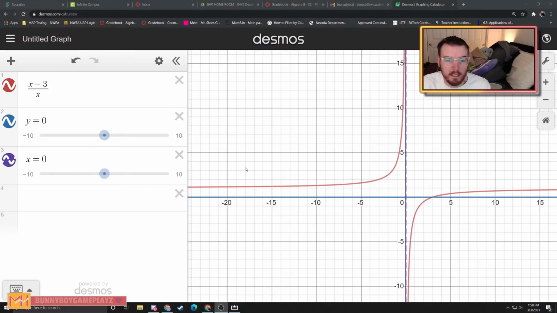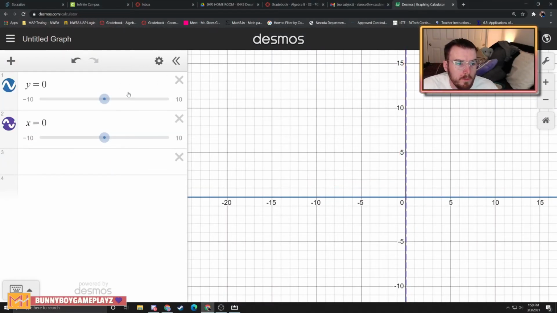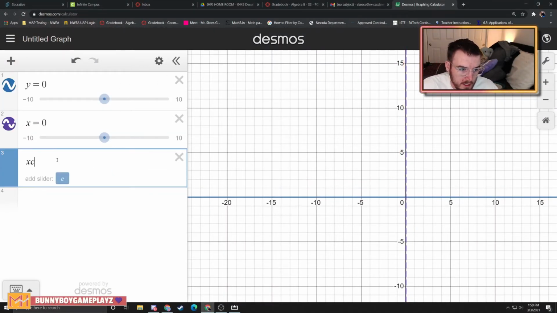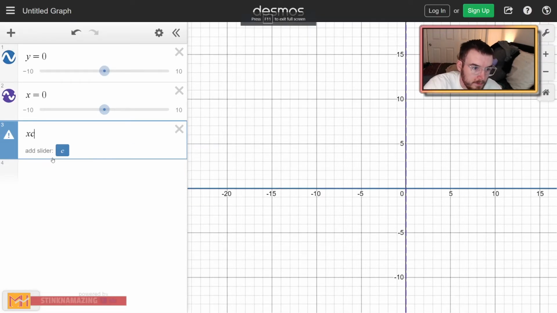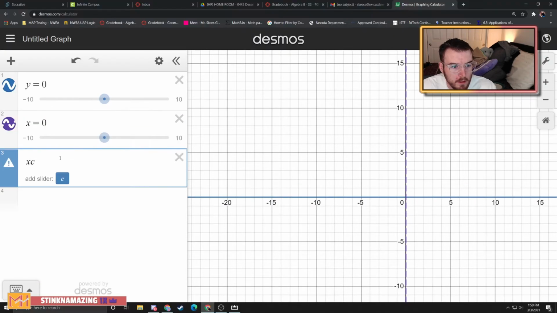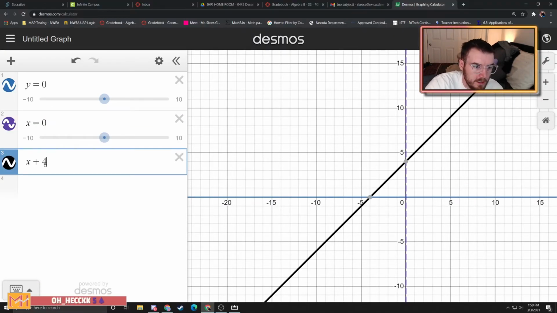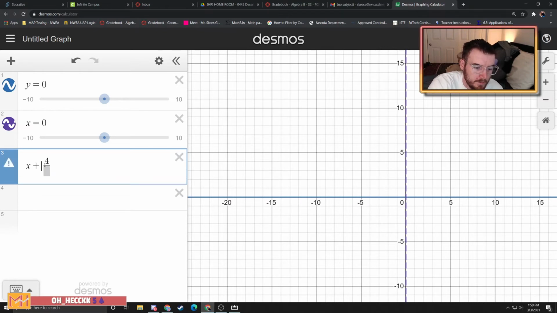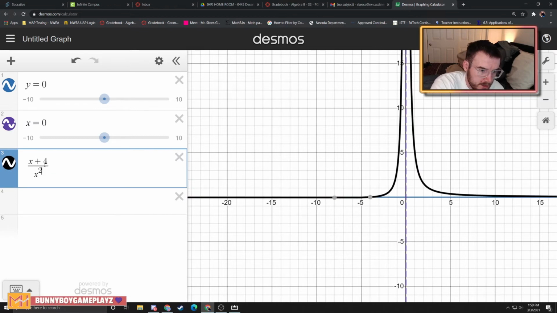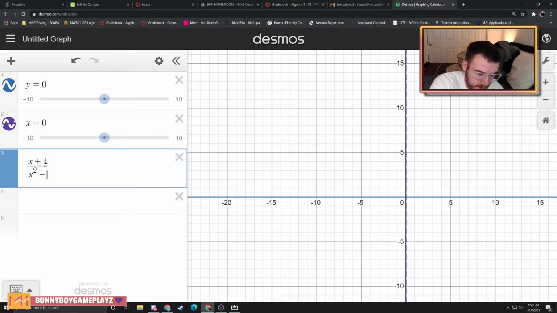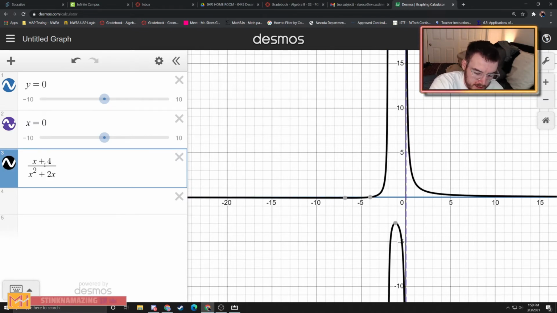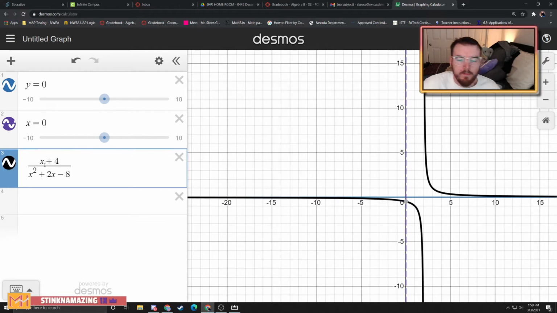Let's go back into Desmos. So, oops, I didn't mean to close it. I just wanted to delete it. X plus 4 in our numerator, and x squared plus 2x minus 8.